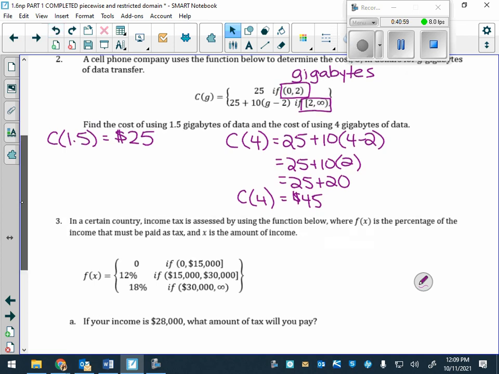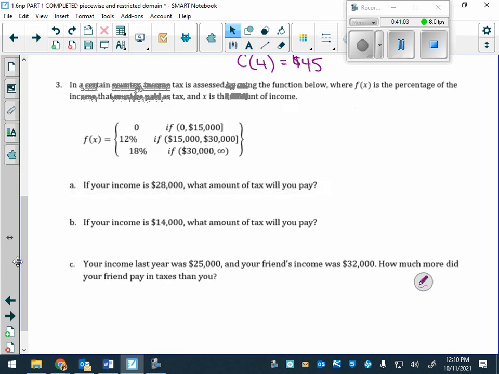If we look at number 3, in a certain country, income tax is assessed by using the function below. F of x is the percentage of income that must be paid as tax, and x is the amount of income. For A, if your income was 28,000, which percentage of tax would you pay? 12%. Then it wants to see what amount of tax you would pay. If we know 28,000 falls into the 12% category, what do we have to do to find the actual amount of how much we're going to pay?